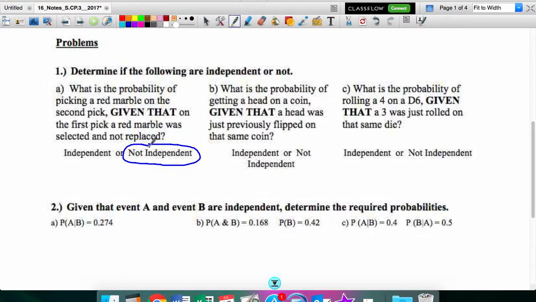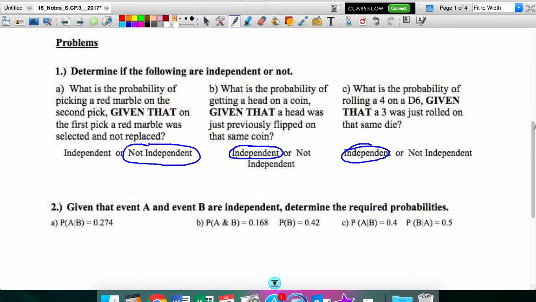Part B. What is the probability of getting a head on a coin, given that a head was previously flipped on the same coin? A coin does not care what has been flipped previously, so these two events would be independent. C. What is the probability of rolling a 4 on a 6-sided die, given that a 3 was just rolled on the same die? Again, a die does not consider what was rolled prior, and therefore the probability of rolling a 4 would not be affected by the fact that a 3 was just rolled, and therefore would be independent.